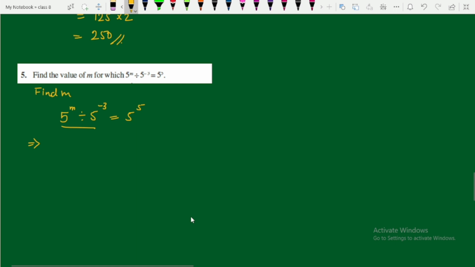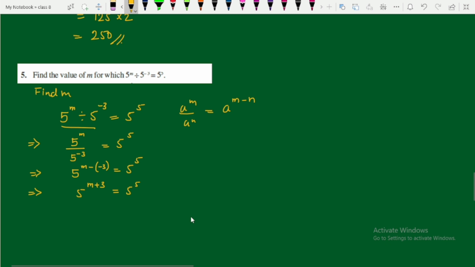So you know that a raised to m divided by a raised to n, a raised to m upon a raised to n, is equal to what? A raised to m minus n. Yes, this is the law we are going to apply because the bases are the same. So now 5 raised to m upon 5 raised to minus 3 is equal to 5 raised to 5. Next step, it is 5 raised to m minus of minus 3 is equal to 5 raised to 5. Now minus into minus is plus, so 5 raised to m plus 3 is equal to 5 raised to 5.